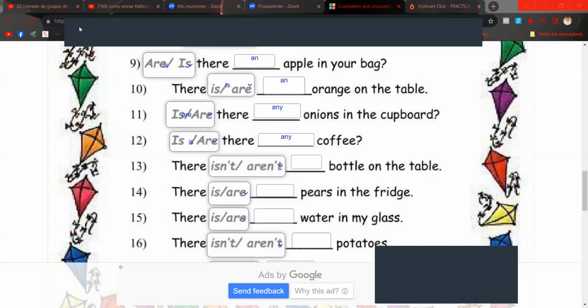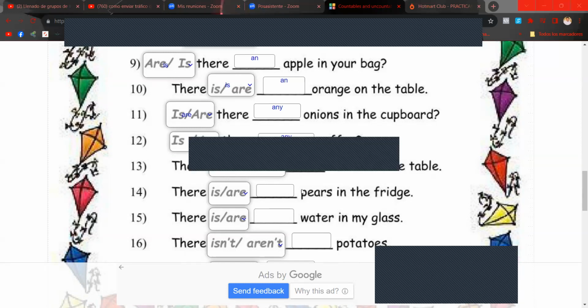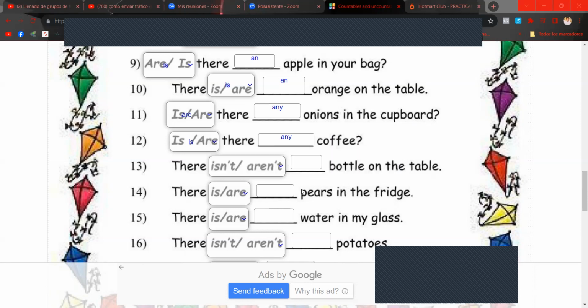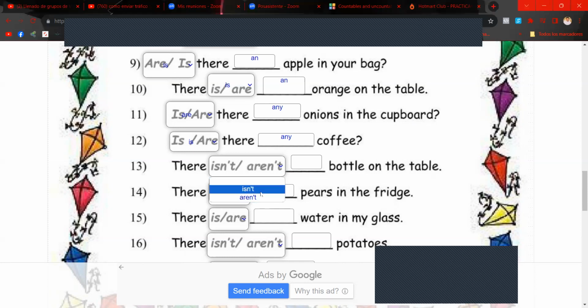Vamos, chicos, espero su respuesta. Es que se tapa. Oh, there isn't any bottle on the table. ¿Qué pongo? There isn't any. I have to say any here. Okay. Any porque se está negando.